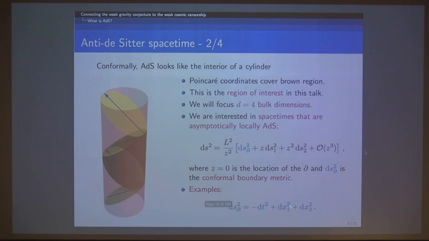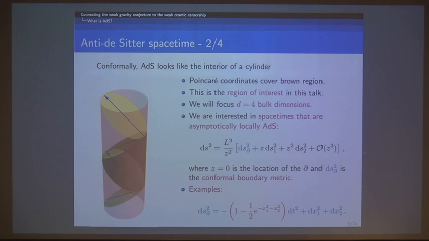For instance, if you're interested in field theories that live in flat space, but it doesn't have to be. You could take some geometry that looks like that at the boundary. It just becomes increasingly difficult to solve the Einstein equations, but you put it on a computer and you get a result. Okay? So this is the type of spacetime that we want to consider.